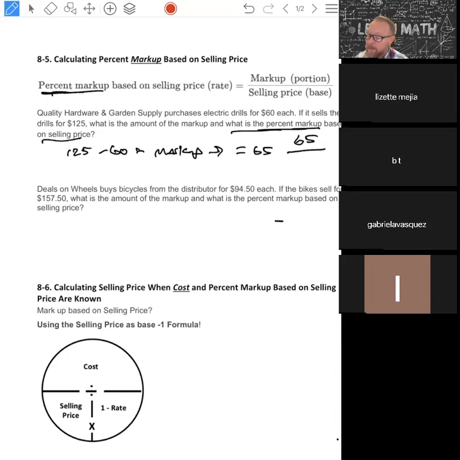So 65 over 125, remember, the selling price. I would divide those two together, and that would give me 52%. So it's a 52% markup based on selling price. That's going to give me my markup percentage.